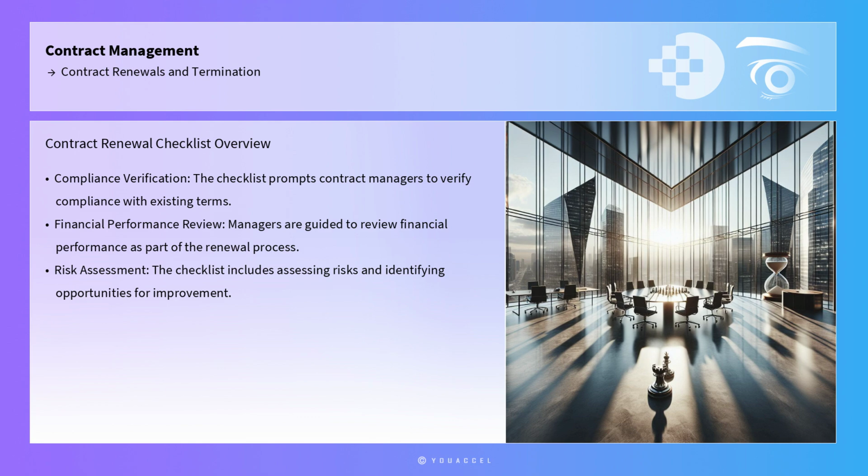One practical tool to facilitate this process is the contract renewal checklist. This checklist serves as a comprehensive guide, prompting contract managers to verify compliance with existing terms, review financial performance, assess risks, and identify opportunities for improvement. By systematically addressing each aspect of the contract, managers can ensure a thorough review process that informs the negotiation of renewal terms.